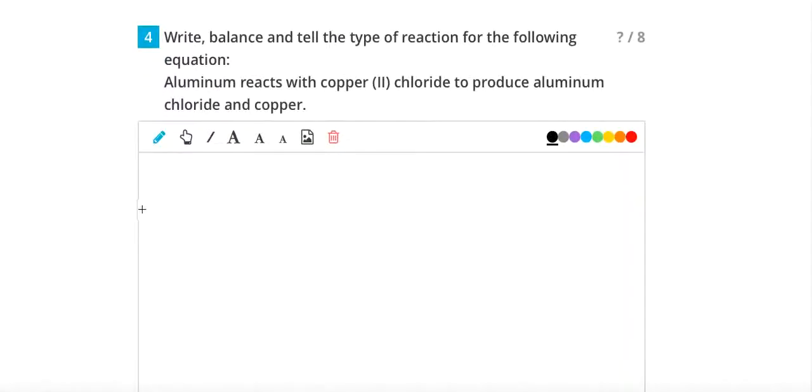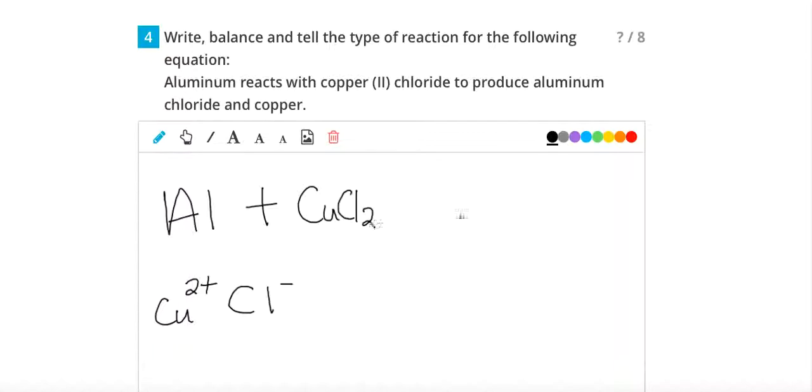Next question. Write and balance the type of reaction for the following equation. Aluminum reacts. So I'm just going to go aluminum, and reacts means plus. Copper 2 chloride. So I'm coming down here. Copper 2 means it has a charge of 2, not that there's 2 copper, but that it has a charge of 2. Chloride is chlorine. Chlorine on your periodic table is a -1. So what does copper 2 chloride look like?